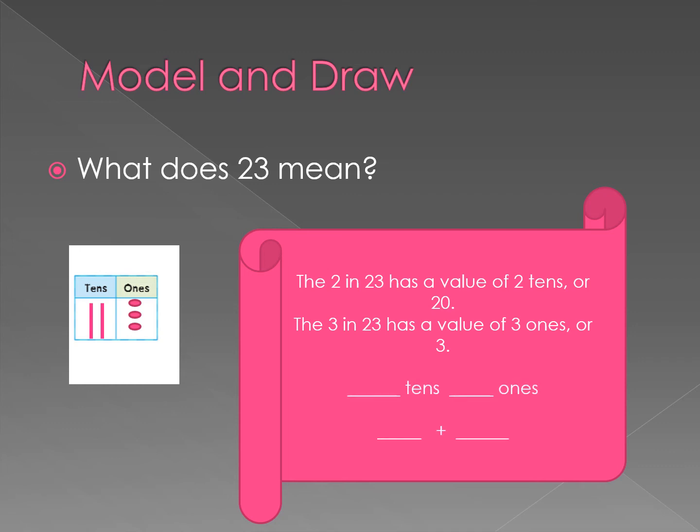Now, how many tens are in 23? Very good. There are 2 tens in 23. And how many ones? You know it. There are 3 ones. And 2 tens means, who can tell me what is 2 tens? Very good. 2 tens is 20 plus 3, which makes 23. Wasn't that simple? Now we will move on to share and show.